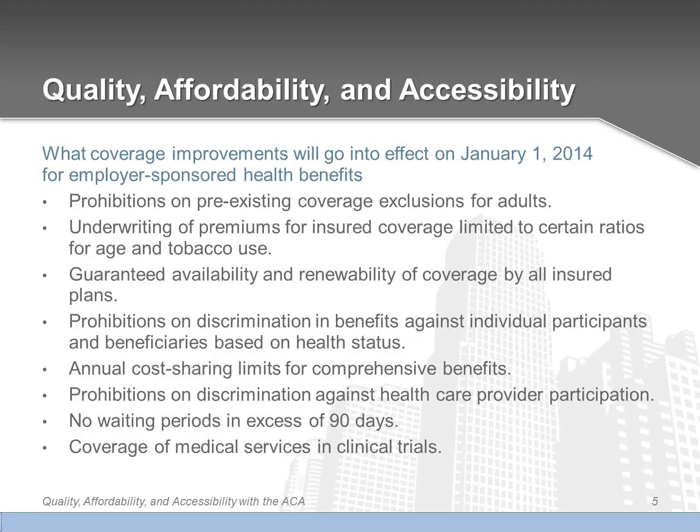Okay, what coverage improvements go into effect on January 1 of 2014? Some of these we've covered a little bit, but maybe saying it twice doesn't hurt. Number one is prohibitions on pre-existing coverage exclusions for adults. Boy, that's going to be a welcome thing. We probably all know somebody that has a chronic ailment that they can't get covered. Yes, it's more expensive, but from a public policy point of view, it hurts people you know who are stuck in that situation. Well, come January 1 of 2014, that will no longer be the case.